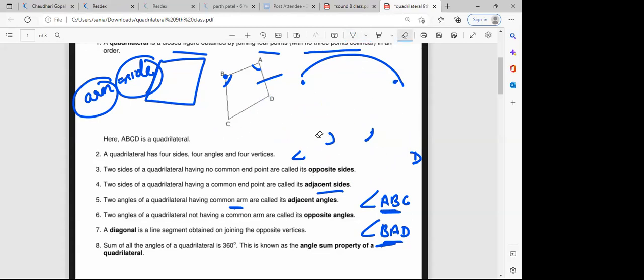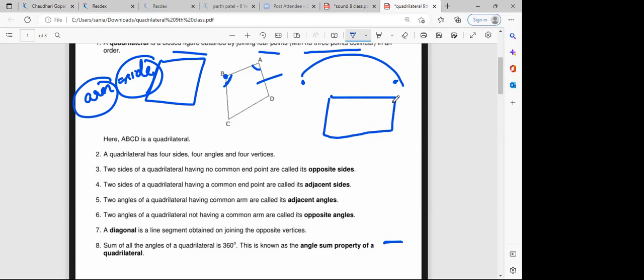So let's erase this. Now coming to the next thing, a diagonal is a line segment obtained on joining the opposite vertices. For example, this is your quadrilateral. This is your vertex, this is your vertex, this is your vertex, this is your vertex. When you join this one to the opposite one, this is a diagonal. When you join this, it is again a diagonal. So a diagonal is a line segment obtained on joining the opposite vertices.